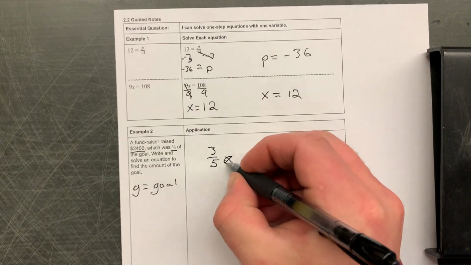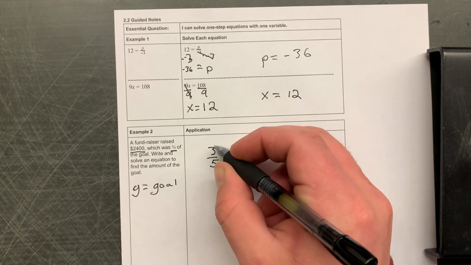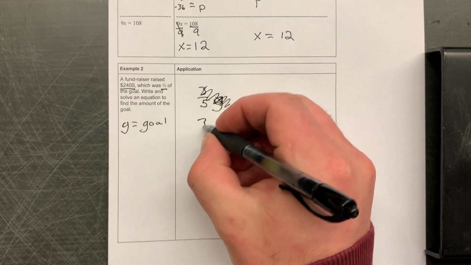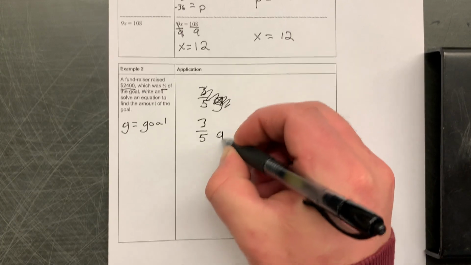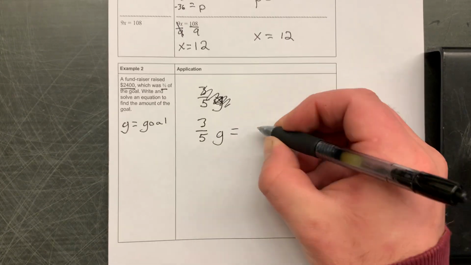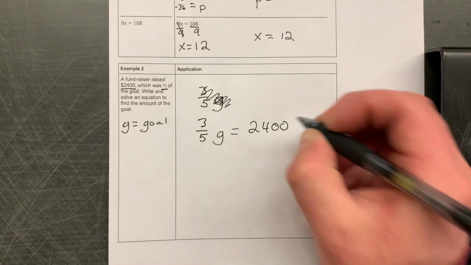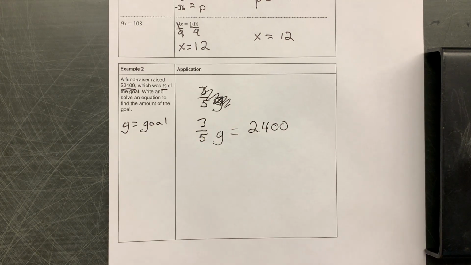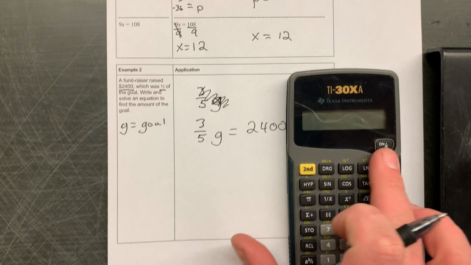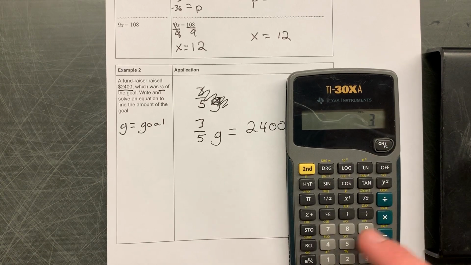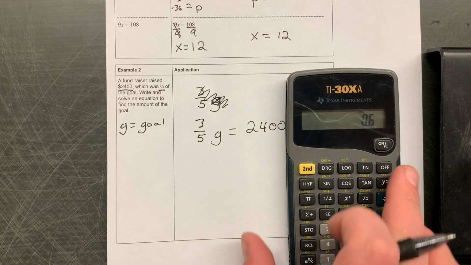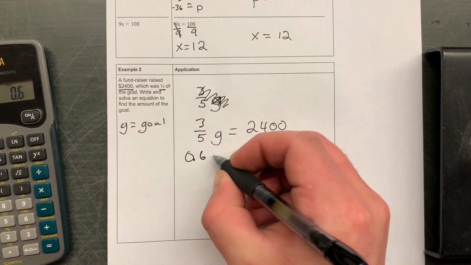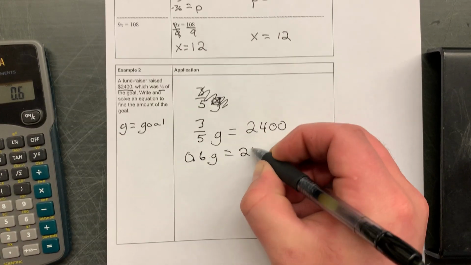We don't want x, we want the goal. We're going to start over again here, guys. Just slide down. We have 3/5 of the goal achieved, which is equal to $2,400. Now I know that if I do 3 divided by 5 on my calculator, it gives me 0.6. So I can rewrite this as 0.6G equals $2,400.